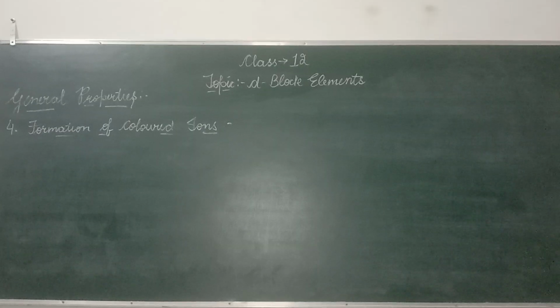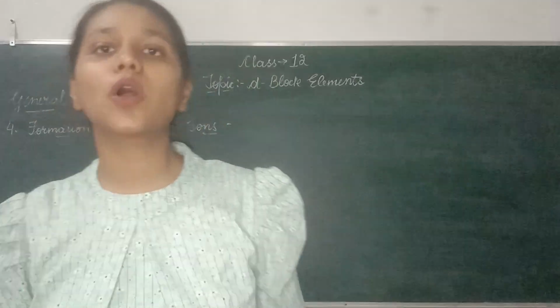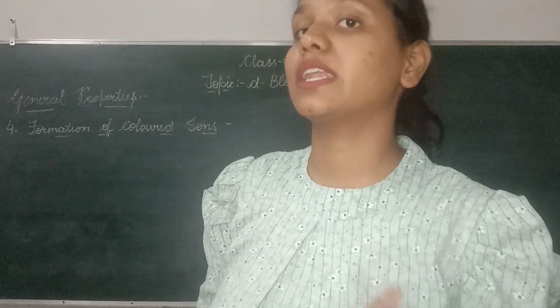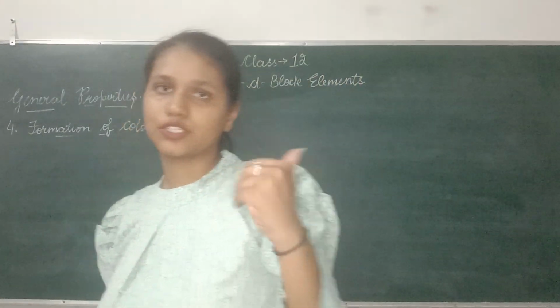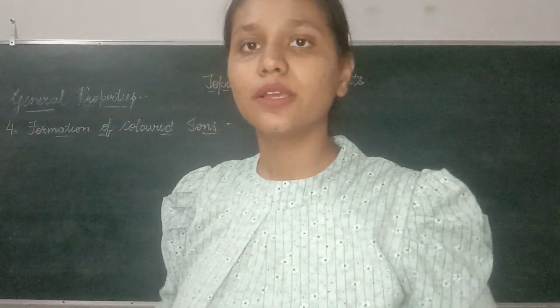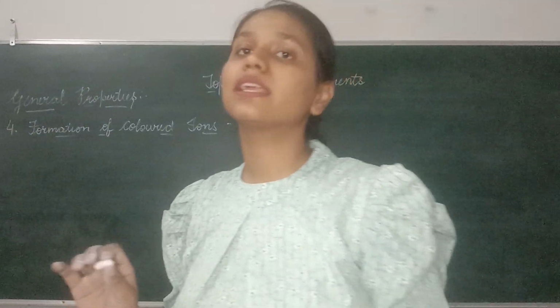Next property is the formation of colored ions. It is seen that most of the transition d block elements form colored compounds. They form colored compounds, except one or two compounds which have filled d orbitals and do not show any color. They are white in color. Except that, d block elements are colored in nature. Why are they colored in nature? Why do they form colored ions?